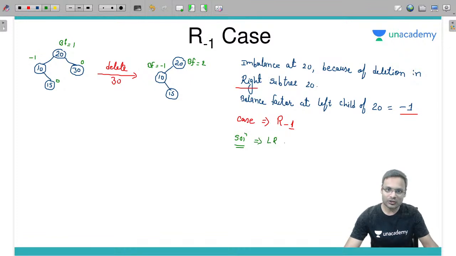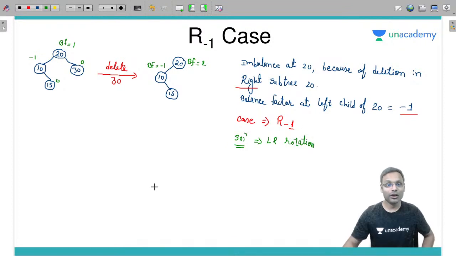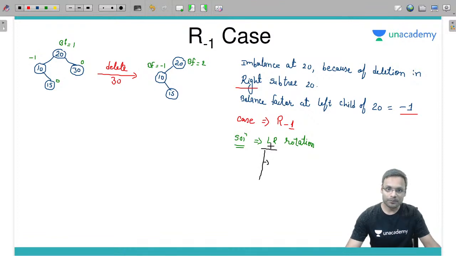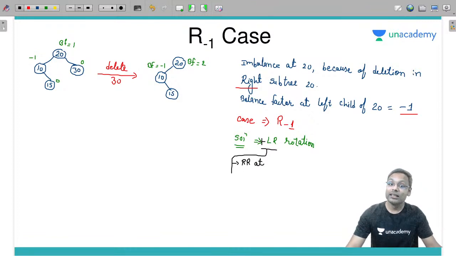And LR rotation is not a single rotation this time. आपको पता है? Yes or no? You know, right? LR rotation is a single rotation? No, it's a double rotation. तो double कौन-कौन से rotation करने हैं आप जल्दी से बताओ. If you have seen my yesterday's lecture, you should know that. First of all, which rotation on which node? In LR rotation, the second character, RR at the left child of 20, means RR at 10, and after that LL at the imbalance node 20.